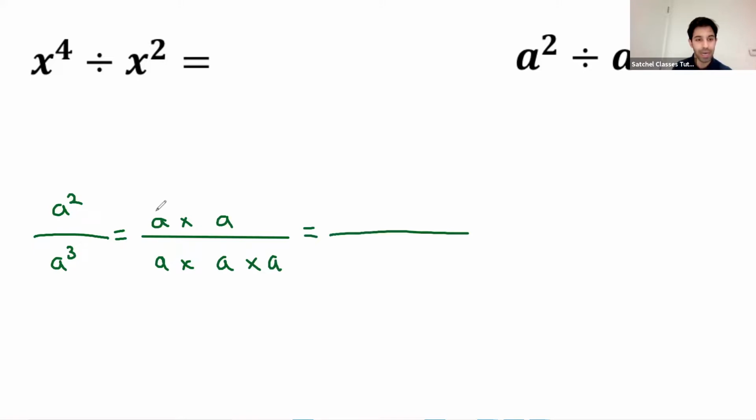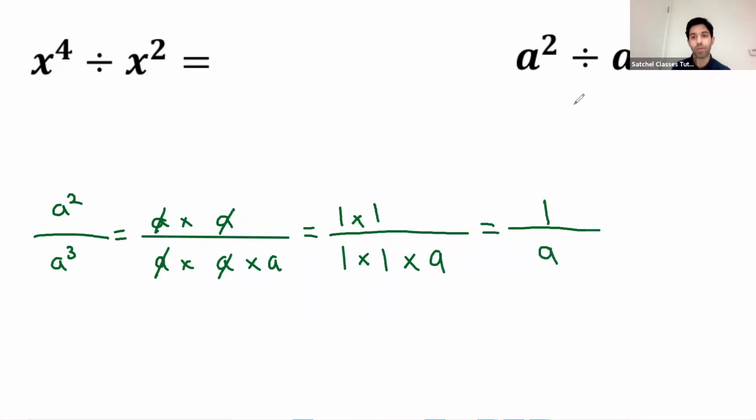Once again, we need to cancel out the terms that are alike. So a and a will cancel out, which will give us 1 and 1 times a, and a and a will cancel out again, 1, and then we have 1 left on the denominator. So 1 times 1 is 1, 1 times 1 times a is simply a. So the answer to a squared over a cubed is going to be 1 over a. The answer to x to the power of 4 divided by x squared is going to be x to the power of 2. All right, now what if we were to think about the highest common factor?